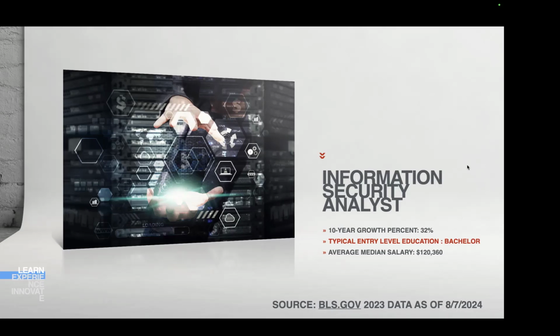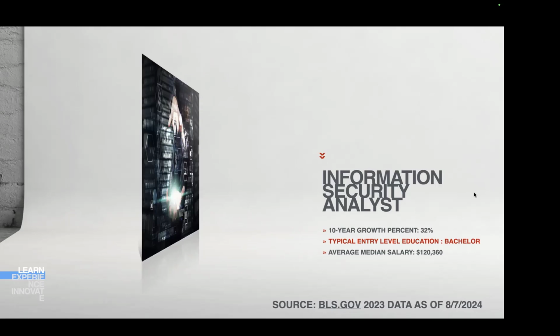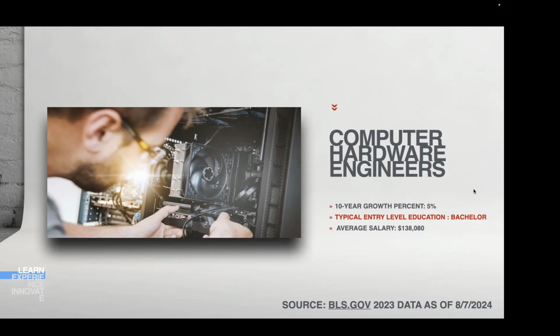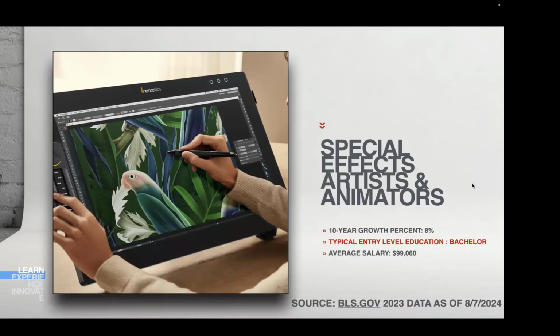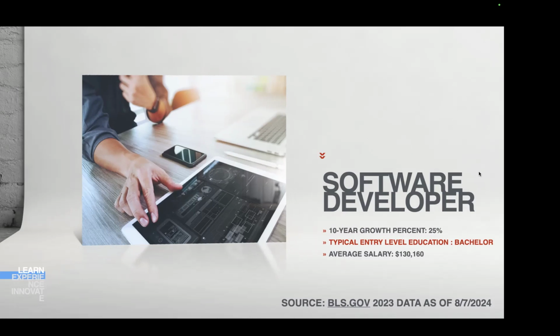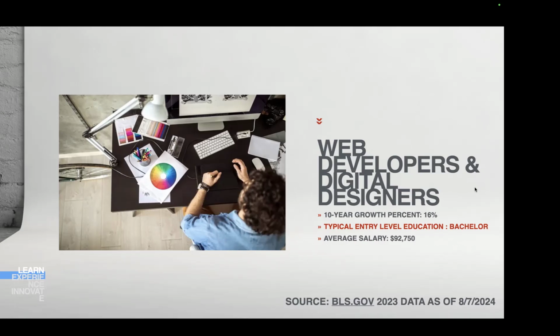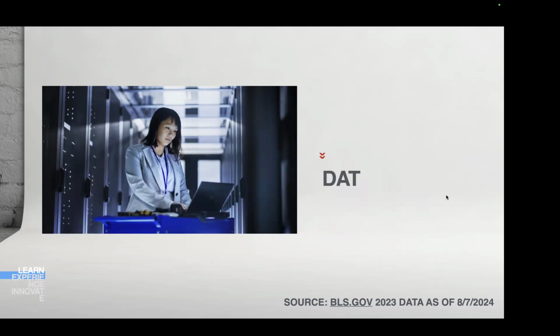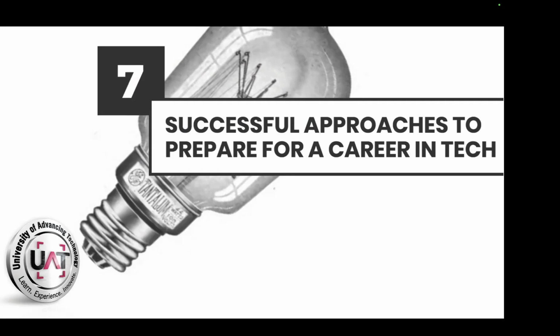Information security analysts make about $120,000 a year. So these are cybersecurity specialists. Also, computer hardware engineers, so these are like IT specialists, make about $138,000 a year. Special effects artists and animators make about $100,000 a year. Software developers, $130,000. Web developers and digital designers, between $93,000 to $100,000 a year. Database administrators, $117,000 a year.